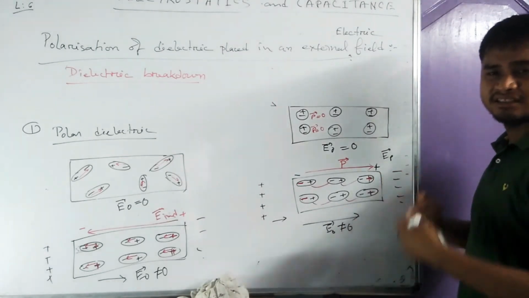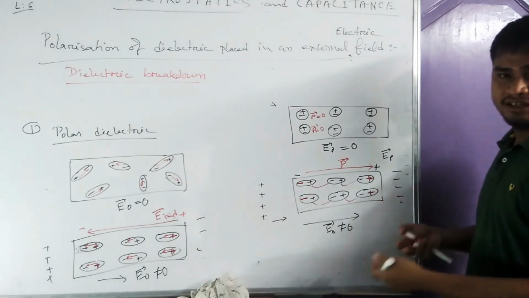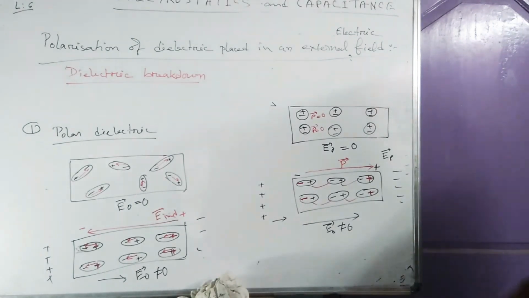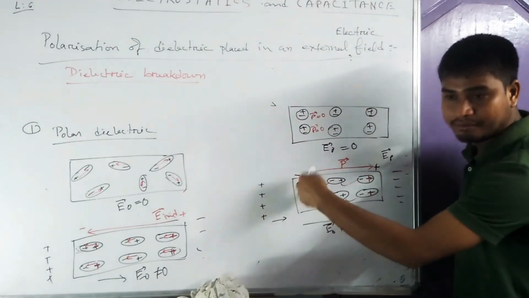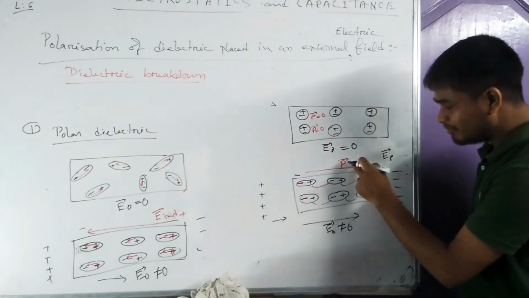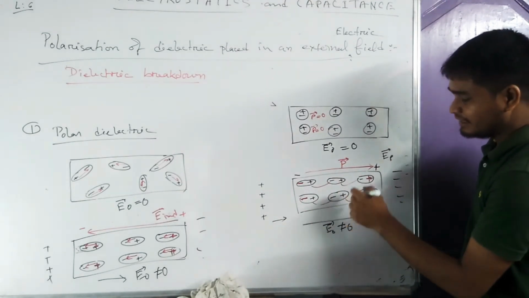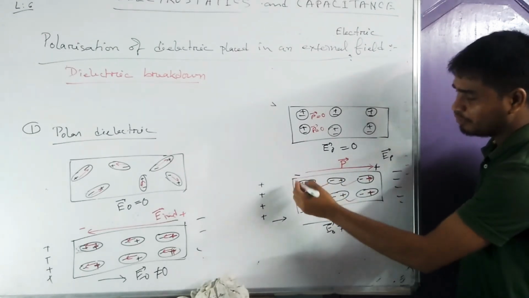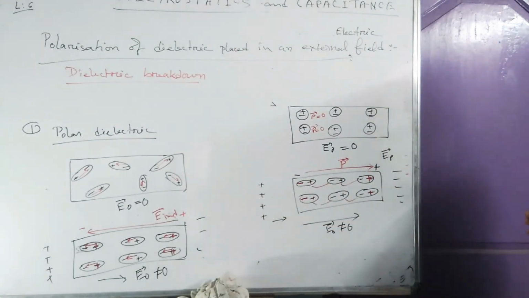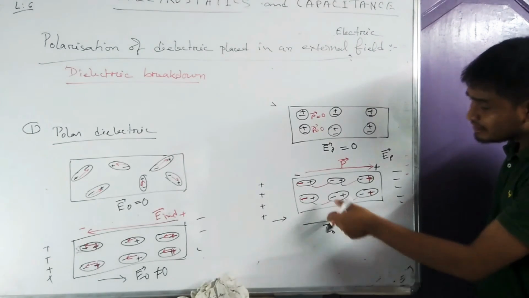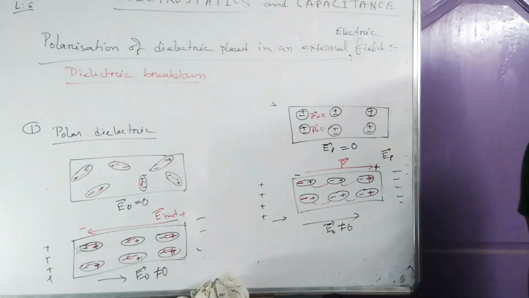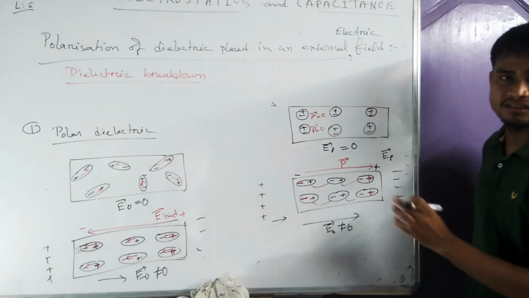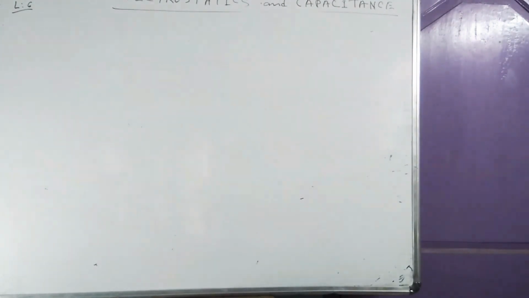Now if we increase the external electric field to a very high value, then the dielectric will break. This dipole moment will break, and these charges can move from one side to the other side. Then this dielectric is converted to a conductor.